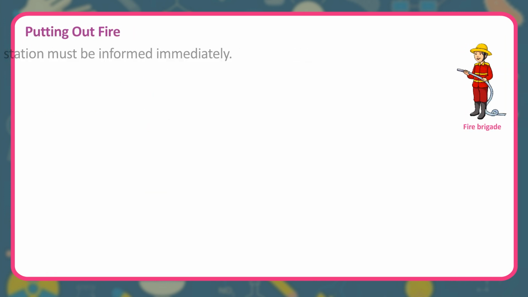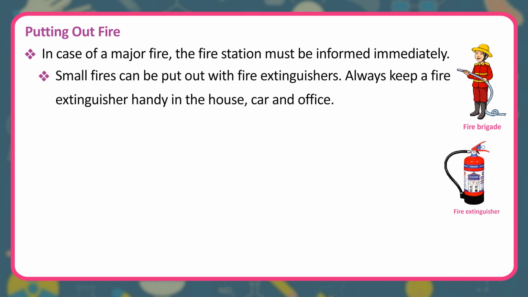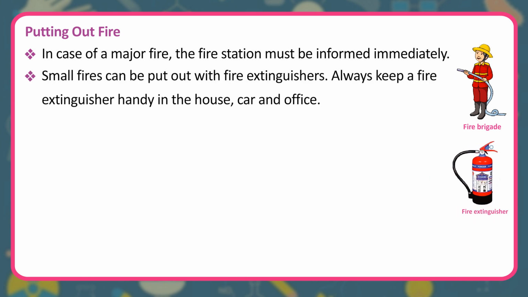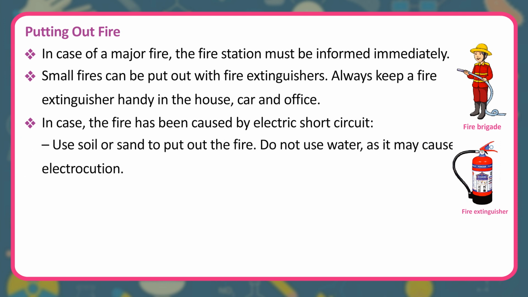Putting out fire. In case of a major fire, the fire station must be informed immediately. Small fires can be put out with fire extinguishers. Always keep a fire extinguisher handy in the house, car and office. In case the fire has been caused by electric short circuit, use soil or sand to put out the fire. Do not use water, as it may cause electrocution. Turn off the main switch immediately.